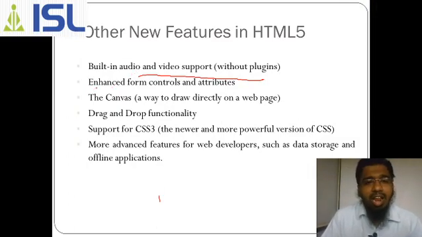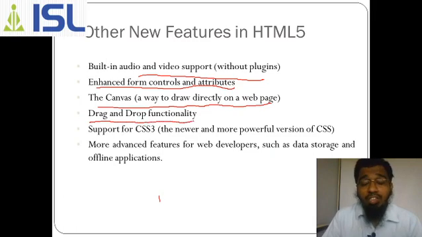Next is enhanced form controls and attributes. With the help of attributes and controls we can enhance and use more features. The canvas, a way to draw directly on the web page. And drag and drop functionality. Previously it was not in HTML, you needed to write everything manually in code, but drag and drop functionality is available in HTML5. Support for CSS3. Previously it was CSS, now it is CSS3. This is also a new and more powerful version of CSS. More advanced features for web developers such as data storage and offline applications.